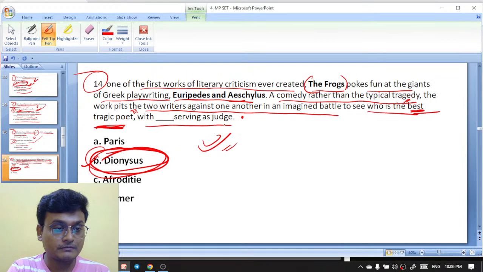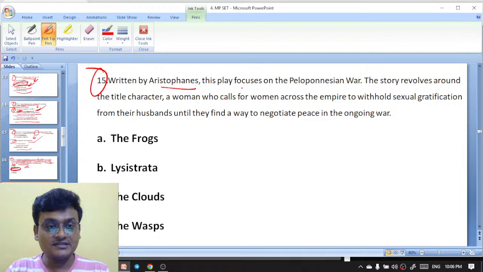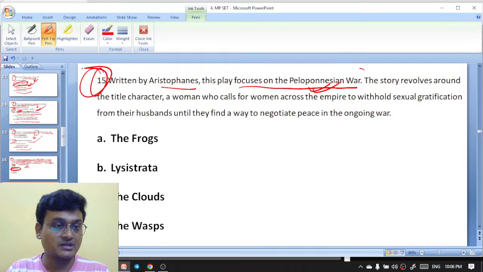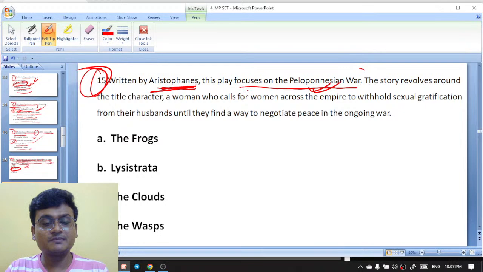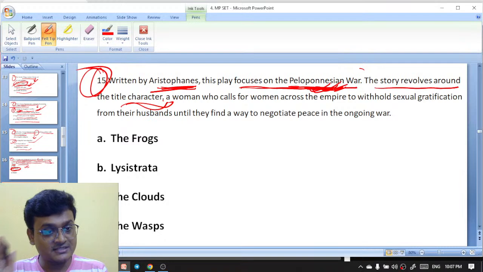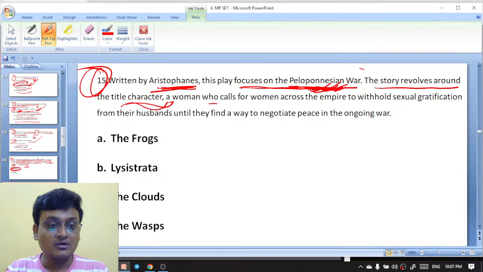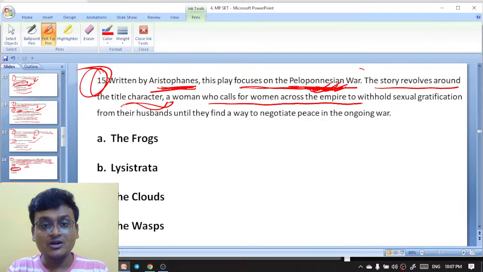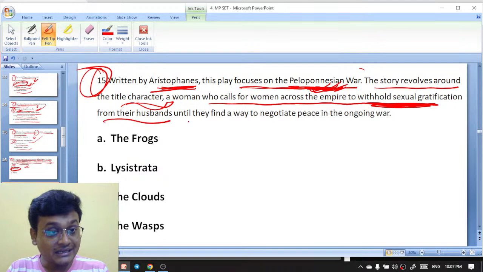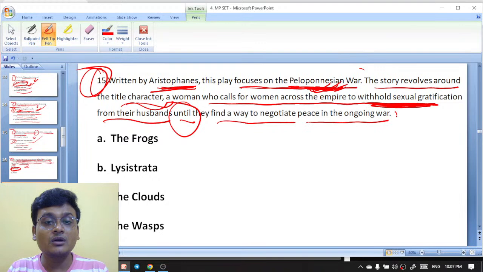Written by Aristophanes, the play focuses on the Peloponnesian War. This is again another important question. The story revolves around the title character, a woman who calls for women across the empire to withhold sexual gratification from their husbands until they find a way to negotiate peace in the ongoing war.